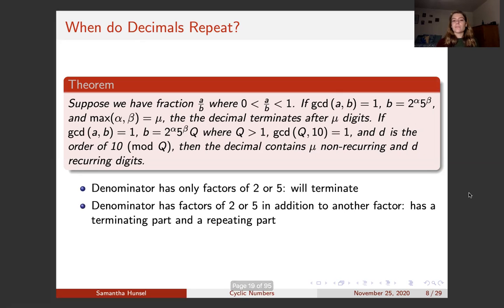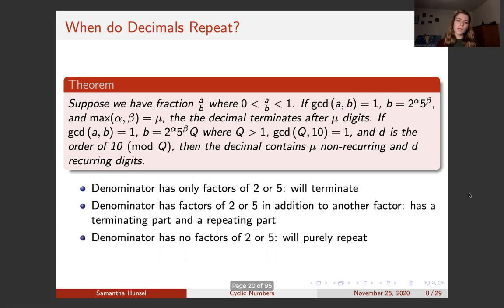If the denominator has factors of 2 or 5 in addition to another factor, which we call q, it will have a terminating part and a repeating part. And if the denominator has no factors of 2 or 5 at all, it will purely repeat. And we can see this theorem in action.